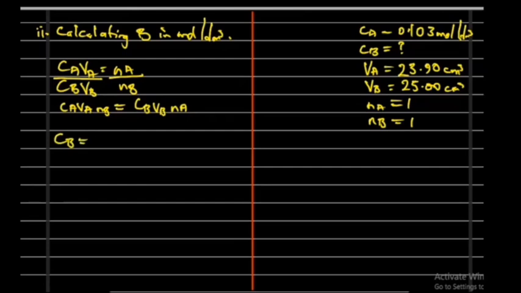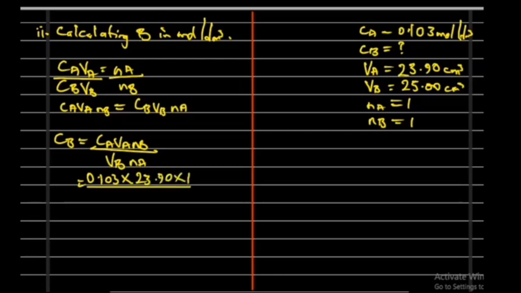CB equals CAVANB all divided by VBNA, which is the coefficient of our CB. And so here we can input our values. Now all of these values here, our CA is 0.103 multiplied by our VA, which is 23.90 multiplied by 1, all divided by VB, which is 25 times 1.